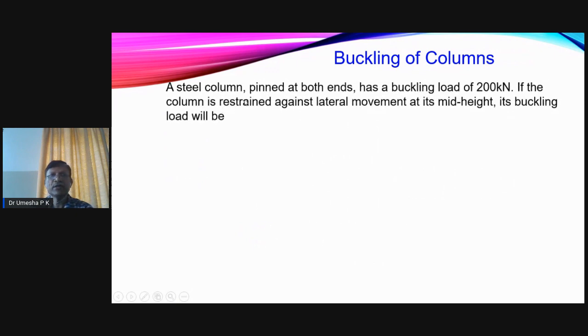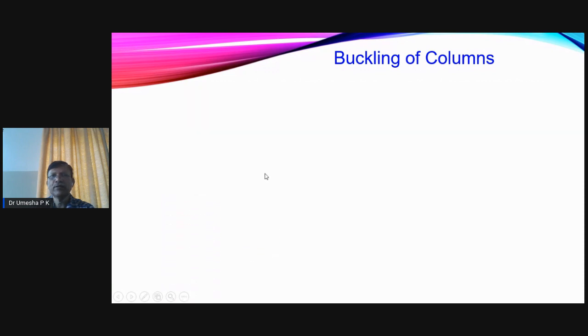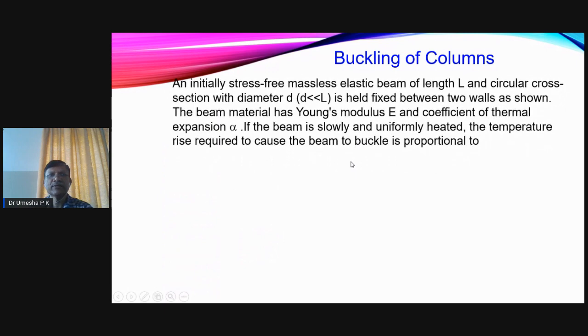A steel column pinned at both ends. Buckling load is equal to 200 kN. Column is restrained against lateral movement at the mid height. So different options. Option 800 will be the correct answer. So we'll take another example.